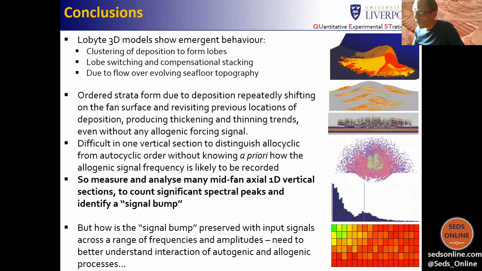There, the evidence from this modeling says there is some distinction. The autogenic example does not show a signal bump. The allogenic example does. And we're using that distinction now to try and follow up and figure out when signals get preserved and when they don't. And as I said, Rob and I are still arguing about it a lot. Okay, I think I'm done.